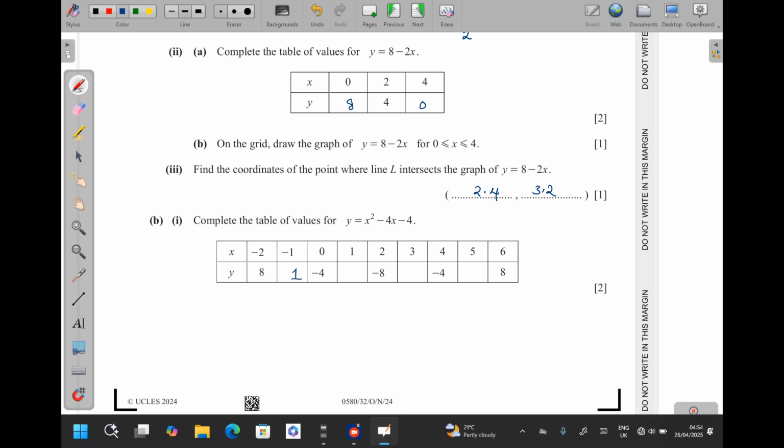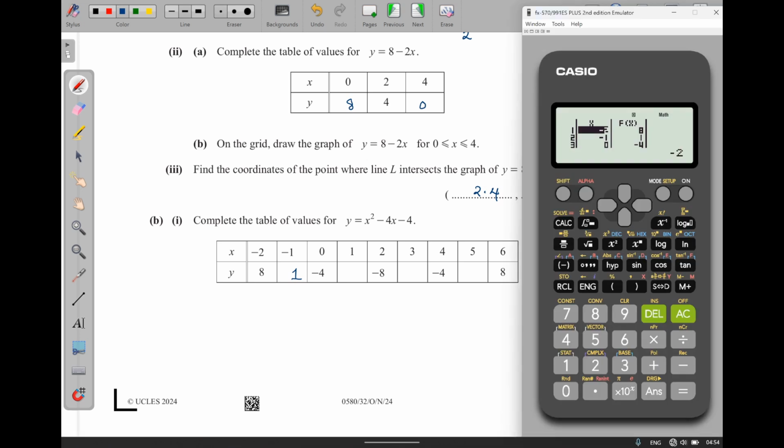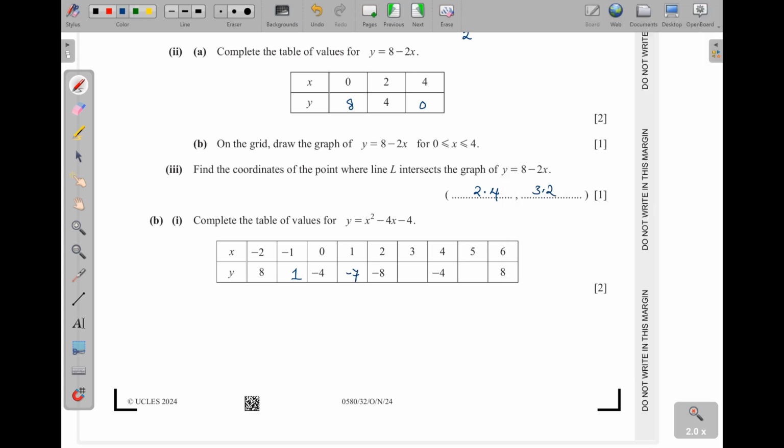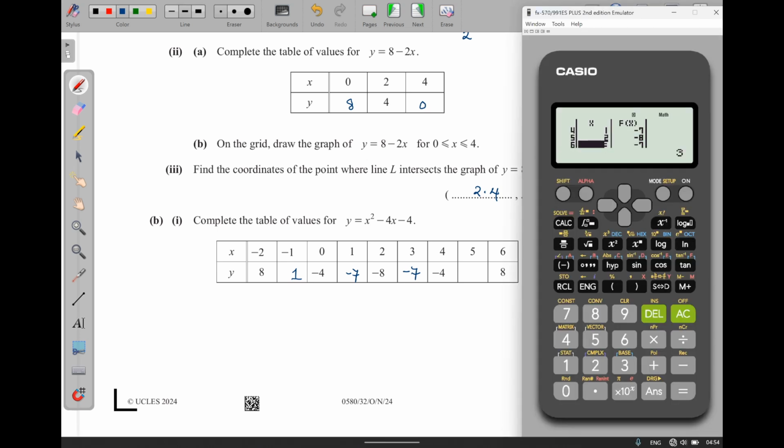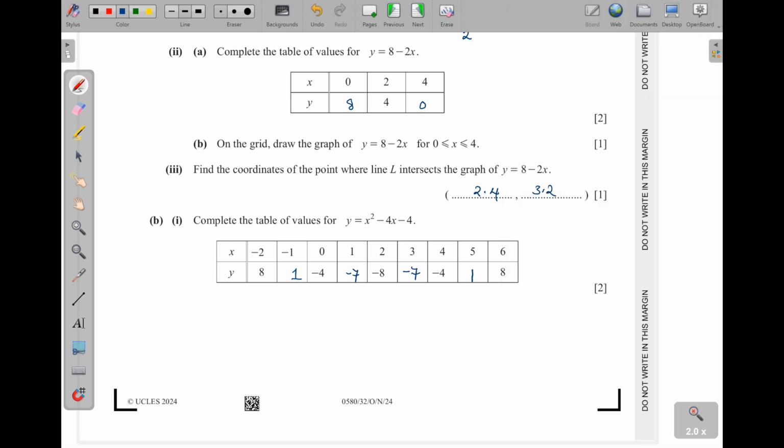Then check these others. The next one for 0, then -4. Then we can check down. 1, -7. 2, -8. 3, -7. So we have -7 here, and then -7 here. Then the next one, we go to when x is 5, then we are having a 1 here. So that is all. See?